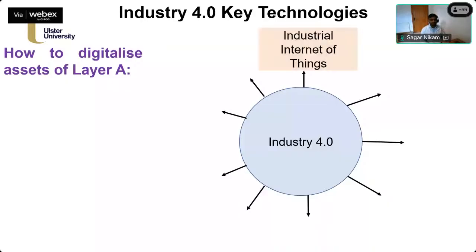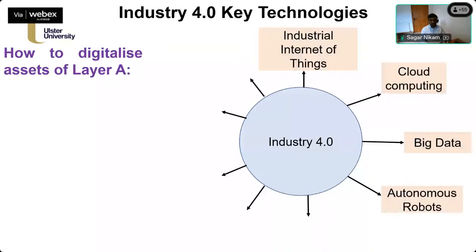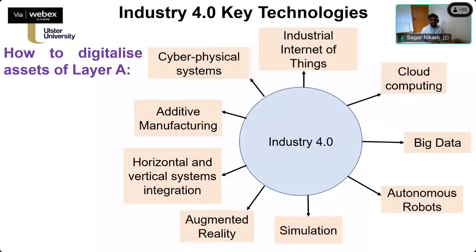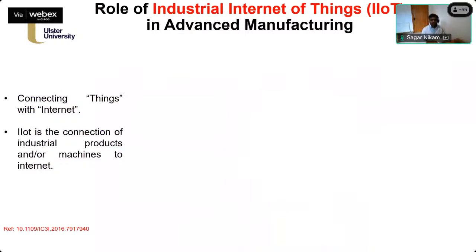So again, what I said was IoT, cloud computing, big data, then there are robots, simulation, augmented reality, then horizontal and vertical integration, system integration, additive manufacturing. Obviously, it's going to be one of the important assets in digitalizing the process, and the cyber physical system. One of those Industry 4.0 technologies is the cyber physical system. There is a very authentic difference between the cyber physical system and digital twin. I'm going to explain that once we go ahead in the presentation. So first we'll look at the role of every technology associated with Industry 4.0.